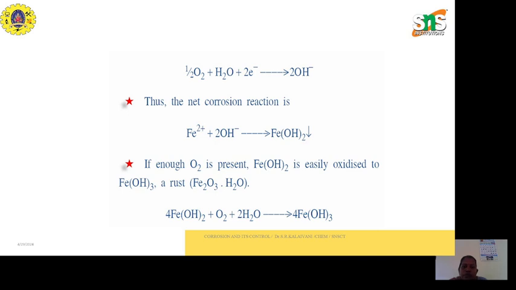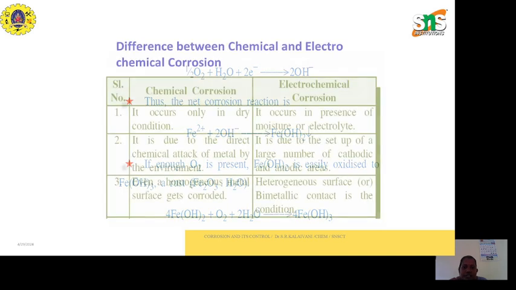So Fe2+ plus 2OH- gives Fe(OH)2 in the form of a precipitate. If enough oxygen is present, Fe(OH)2 is easily oxidized to Fe(OH)3, and rust is formed. So Fe(OH)2 plus oxygen plus water gives Fe(OH)3.